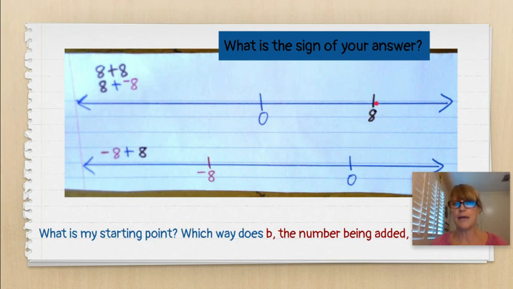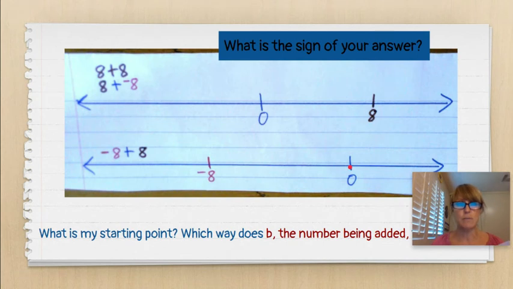However, if I'm doing 8 plus negative 8, I can't go to the right again because that would be 8 plus positive 8. So I'm going to go 8 steps to the left, which is going to land me actually at 0. Okay? If I start at negative 8 and I'm going to add a positive 8, when I add a positive, I go to the right. So I'm going to go to the right 8 steps, and that is going to land me at 0.